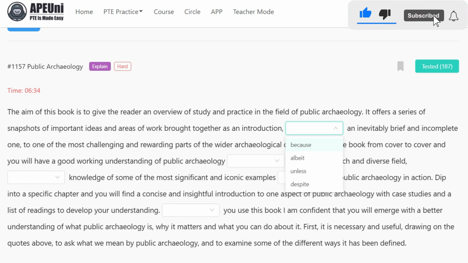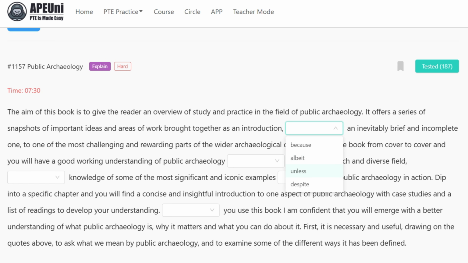The second one is albeit. What does albeit mean? Albeit introduces a contrast within the same sentence, right? Acknowledging that while the introduction is brief and incomplete, it still serves as an overview. Let's understand with an example. The solution was effective, albeit temporary. Makes sense? So it is the right option here.